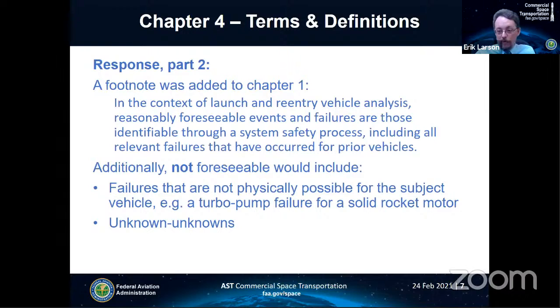The things that are not foreseeable, which is just as important to a definition, are things that are, say, not physically possible for the subject vehicle, such as a turbopump failure on a solid rocket motor. There's no turbopump, so you can't have that kind of failure on a solid rocket motor. That is not foreseeable. There are also any unknown unknowns. We recognize that there are always things that could happen that nobody has ever thought of and that have never occurred. That's obviously not a foreseeable failure mode. Don't need to consider those possibilities.